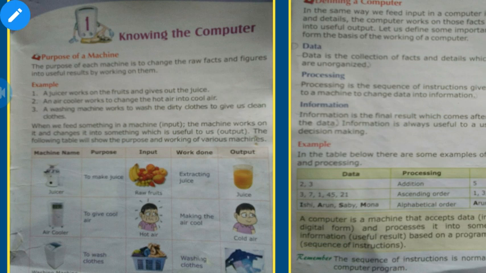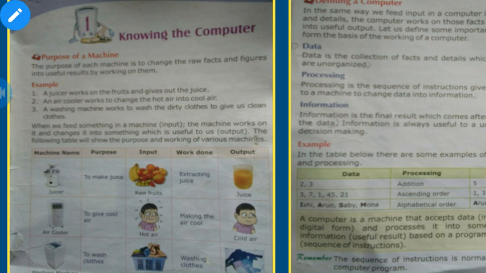Here, when we feed something into a machine, that we call input. The machine works on it and changes it into something which is useful to us, that is called output. The following table will show the purpose and working of various machines. The first example is a juicer. What is the purpose of this machine? To make juice. Here the input is raw fruits like apple, banana, grapes, etc. When we extract the juice, that is called process, and when the juice is ready, that is called output.